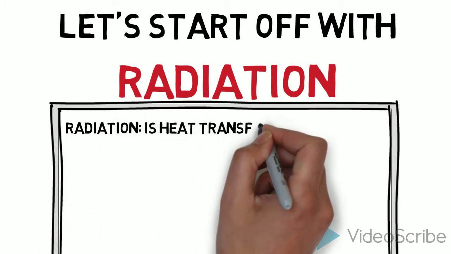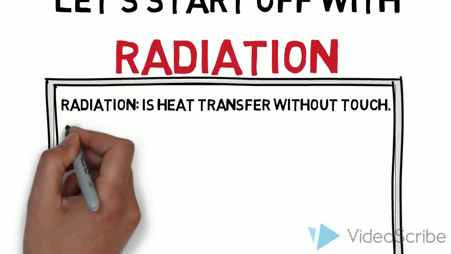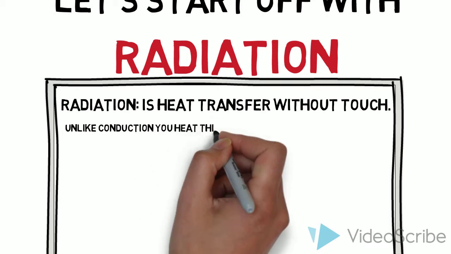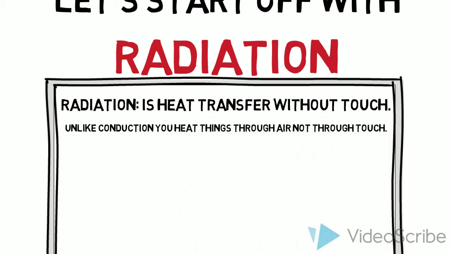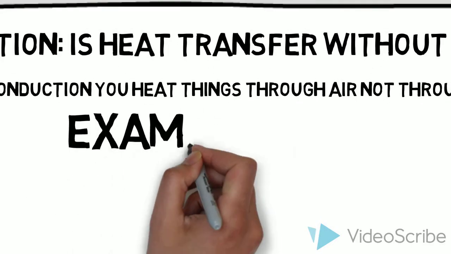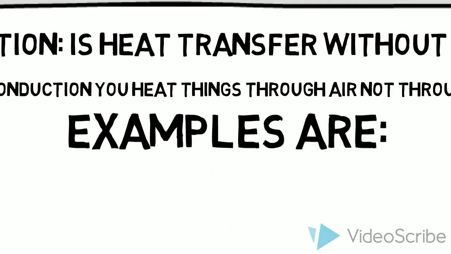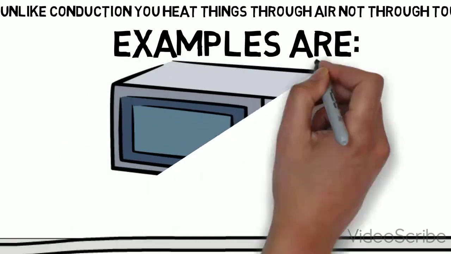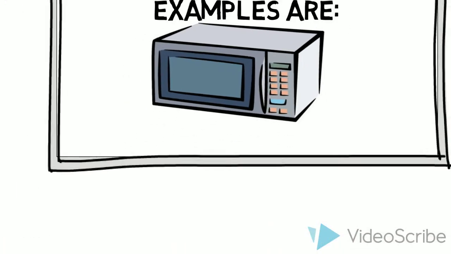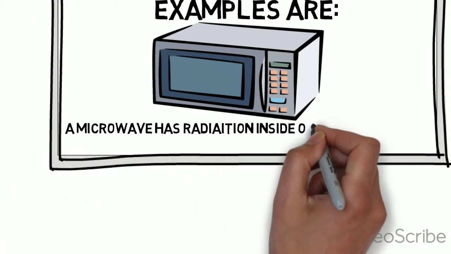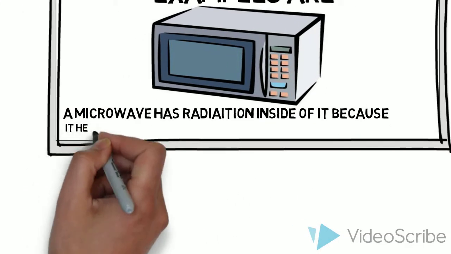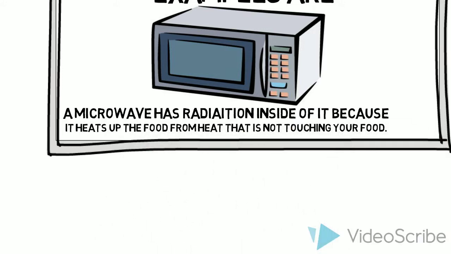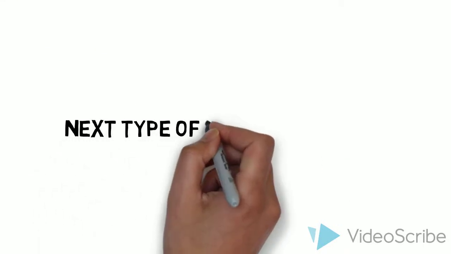Radiation is heat transfer without touch. Unlike conduction, things are heated through air, not through touch, for it to be considered radiation. An example is a microwave. Because a microwave has radiation inside of it and heats up your food from heat, not from touching it.